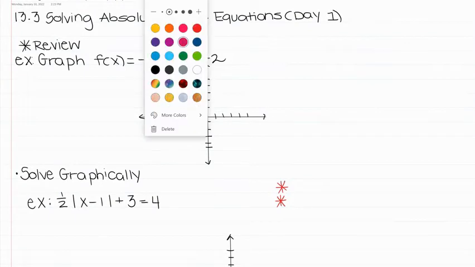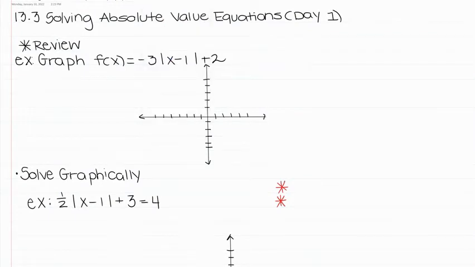So we're going to start off with solving absolute value equations. And we're going to start off with solving graphically, and then we'll get to algebraically. But before we do that, we are going to review how to graph an absolute value function, which is what we did on Tuesday. So we want to graph -3 times the absolute value of x minus 1 plus 2. It doesn't ask us to identify any transformations, so we don't need to worry about that.